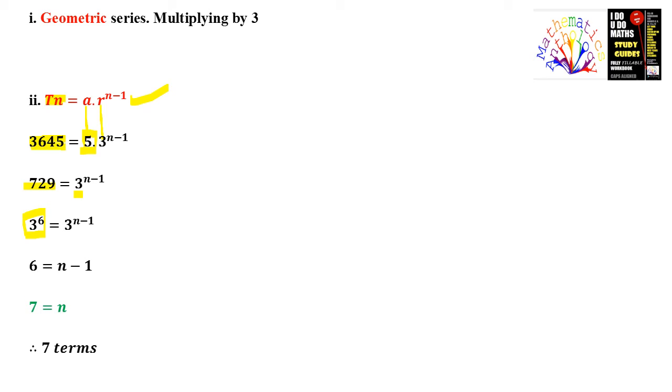So my equation is now 3^6 = 3^(n−1). Because my bases are the same, I can cancel the bases off, and I'm left with 6 = n − 1. Solving for n, I get n = 7. So there are 7 terms in the series that was given.